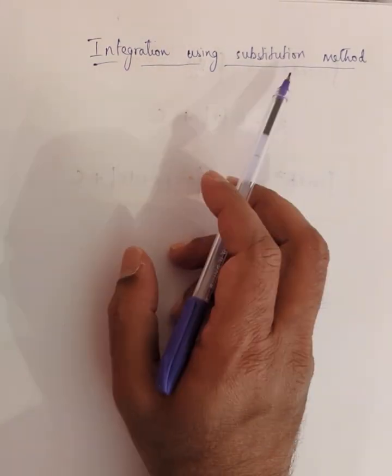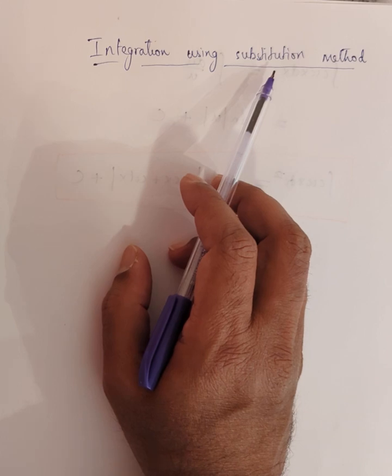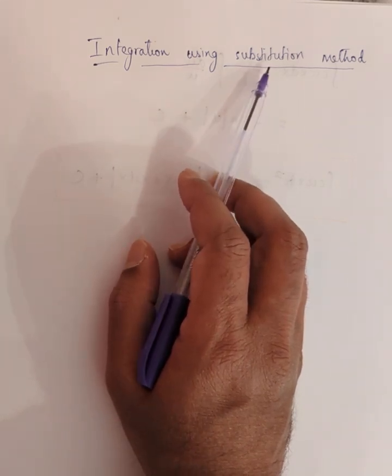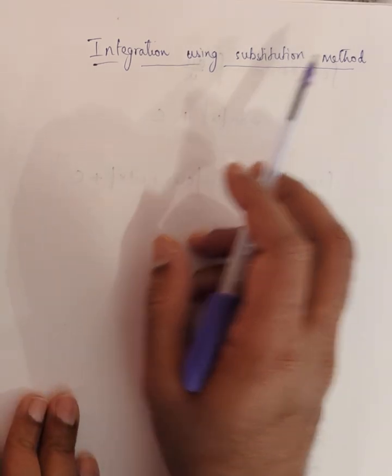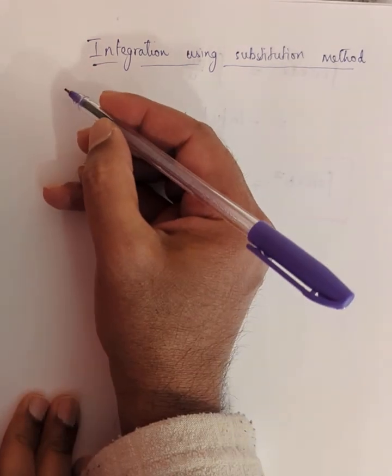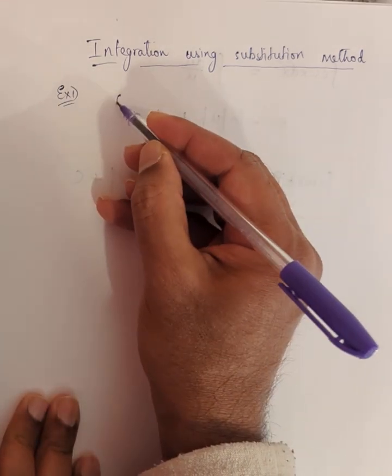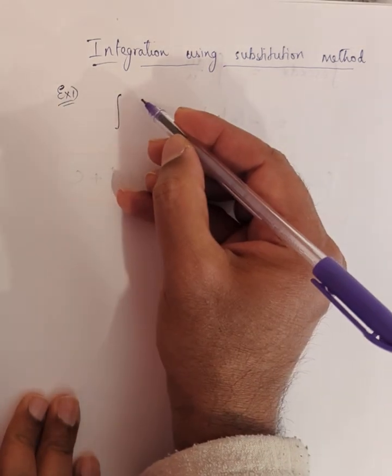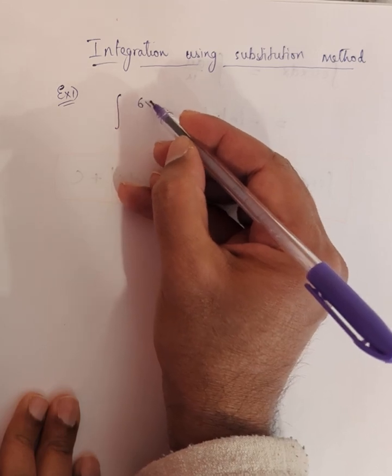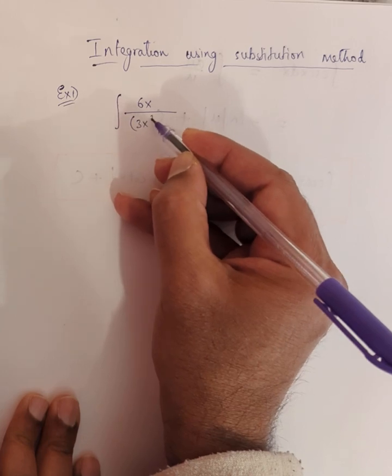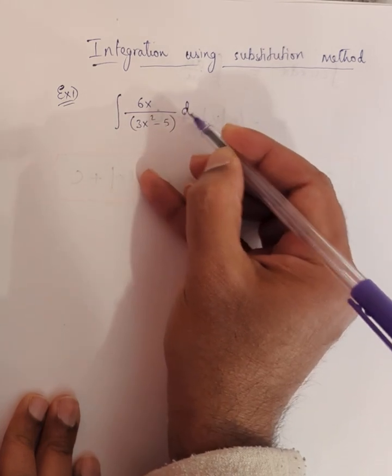When you have to integrate some functions whose integrals are not immediate, you can use something known as the substitution method. Now, it's best to explain this using examples. So let's write down one example. Say I have to integrate 6x over 3x squared minus 5 dx.